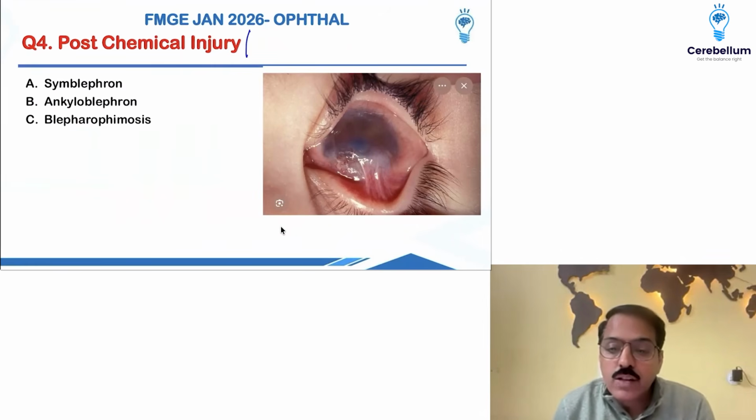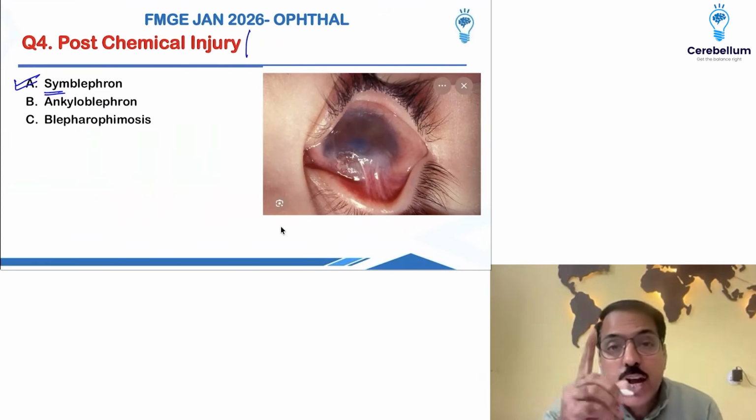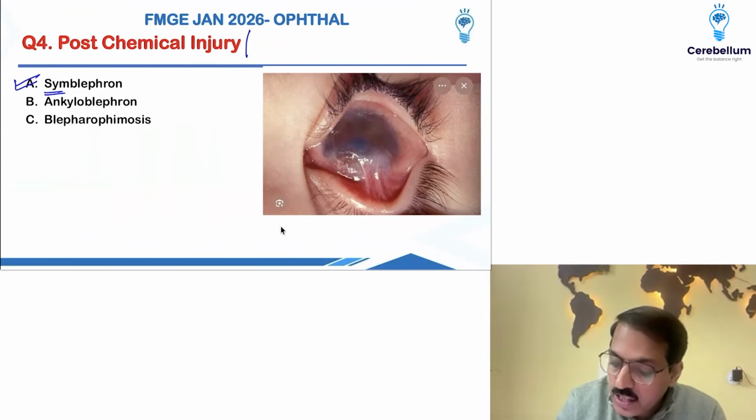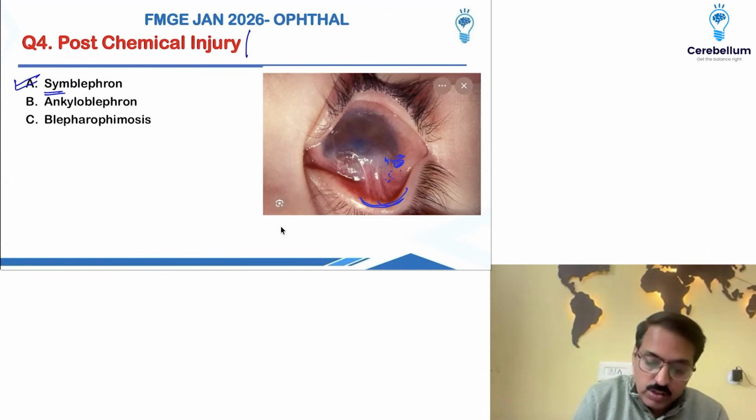So question. Here it is symblepharon, beta. Ankyloblepharon is when the two lids are joined together. Here the conjunctiva is joined to the eyeball. The lid is joined to the eyeball. So this is what is called symblepharon.